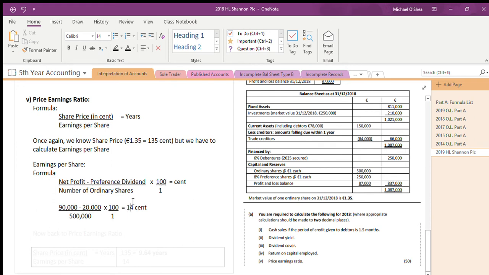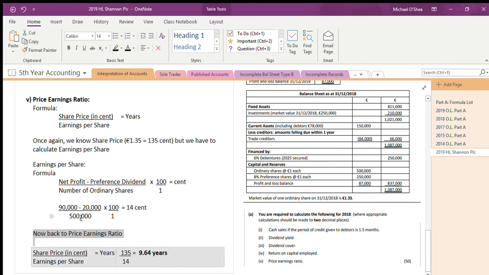Why did I get my earnings per share? I got my earnings per share because I needed it to find my price earnings ratio. So now I have my share price in cent, 135 cent, divided by my earnings per share, which is 14 cent. My answer is in years. So we go back to the price earnings ratio again. We're going to plug in what we have. Share price divided by earnings per share. It's the same formula as above. 135 cent for my share price. Again, I found that here. Divided by my earnings per share, which I've worked out here to be 14 cent. My answer is in years. It's 2 decimal places, and it's 9.64 years.